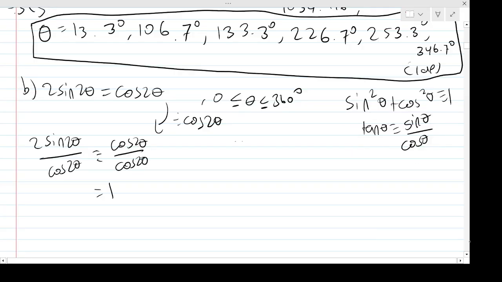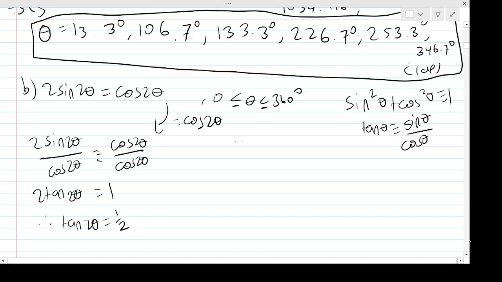So that means 2 tan of 2 theta. Remember, the angle has to be the same. So 2 tan 2 theta has to be 1. But then if I divide by 2, I then get tan 2 theta is a half. And so that's what we can solve then, right? So now that's a trig equation I can solve.